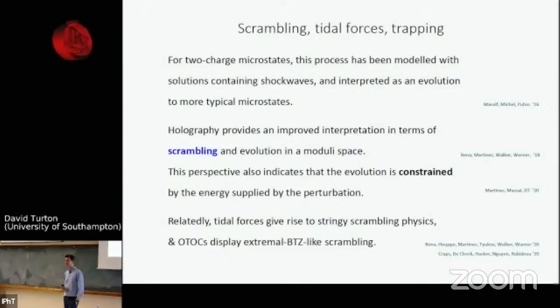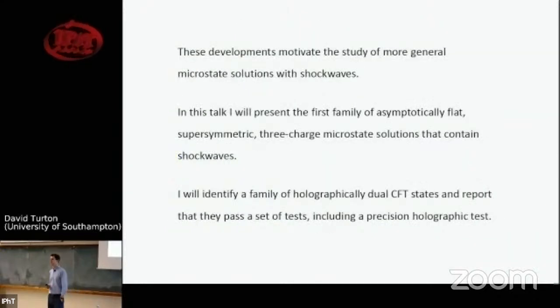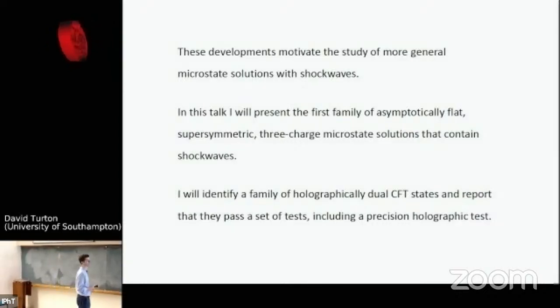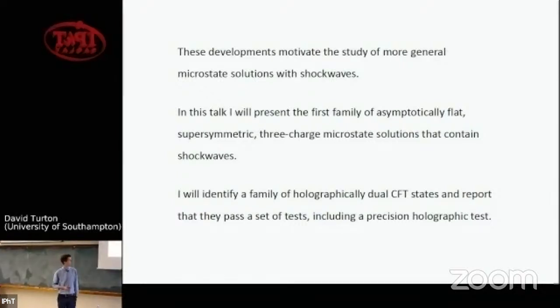Relatedly, if you study more stringy probes, then we get tidal effects that lead to stringy scrambling physics. This gives us, as was discussed yesterday, very interesting absorptive features of black hole microstate geometries with long throats. And Ben and collaborators have also studied out-of-time ordered correlators in extremal BTZ type geometries, which exhibit a slower scrambling than far from extremal solutions, but one which one can study quantitatively. So all of these developments motivate the study of more general solutions involving shockwaves, more general microstate solutions that have shockwaves in their cores.